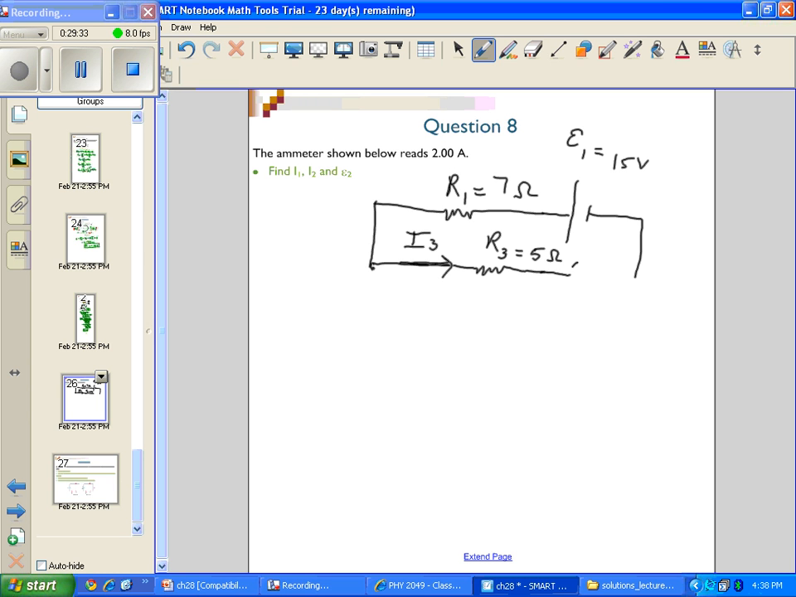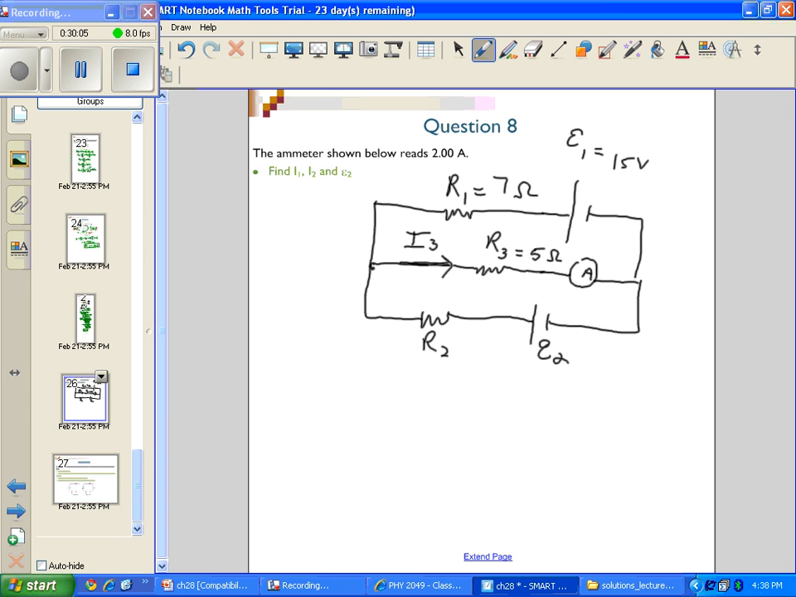And then in series with that branch is an ammeter, and we're being told the ammeter is measuring 2 amps, which must mean that the ammeter is measuring I3. And so we immediately determine the value of I3 without having done anything more than noting where the ammeter has been placed.